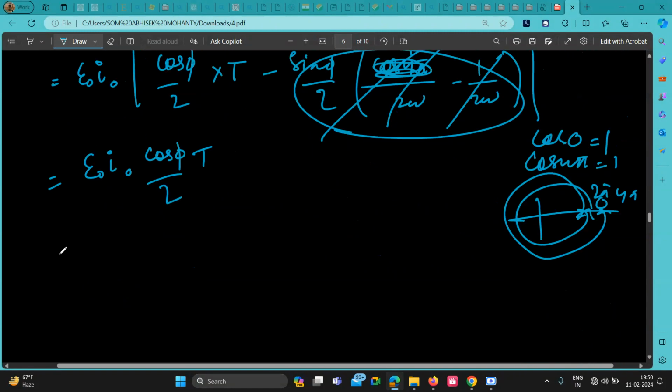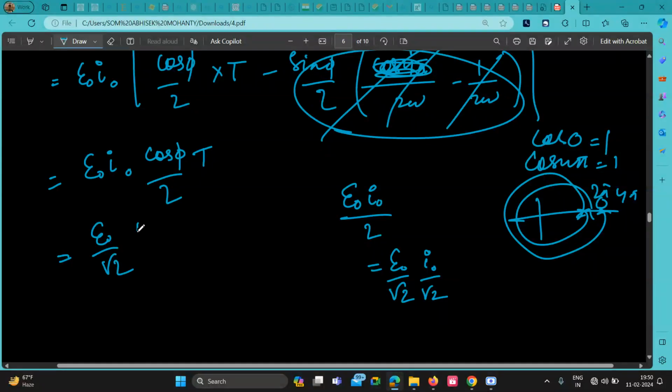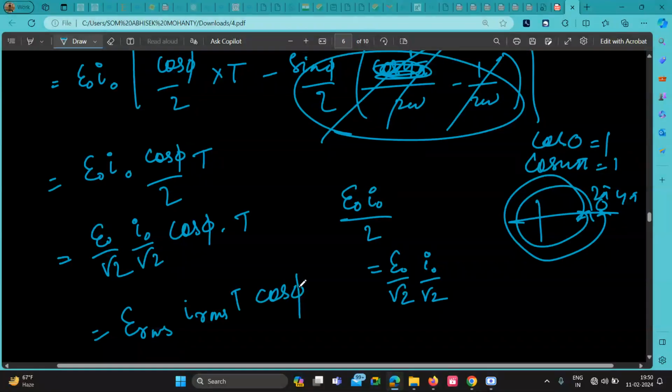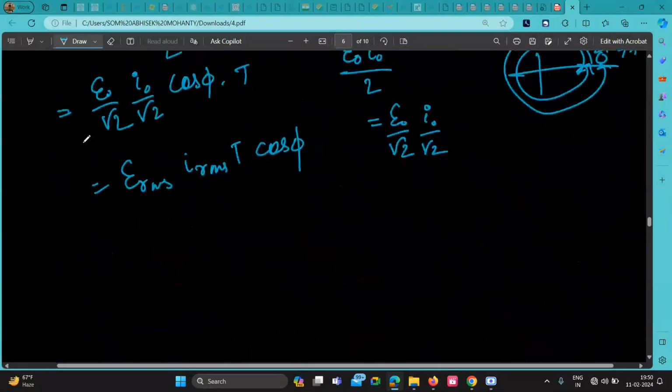Okay. Can you tell me E naught I naught by 2? Can I write it like this: E naught by root 2 into I naught by root 2? So I will just write it here: E naught by root 2 into I naught by root 2 cos phi into T. So that will be what? E naught by root 2 is ERMS. This is IRMS. This is T cos phi.